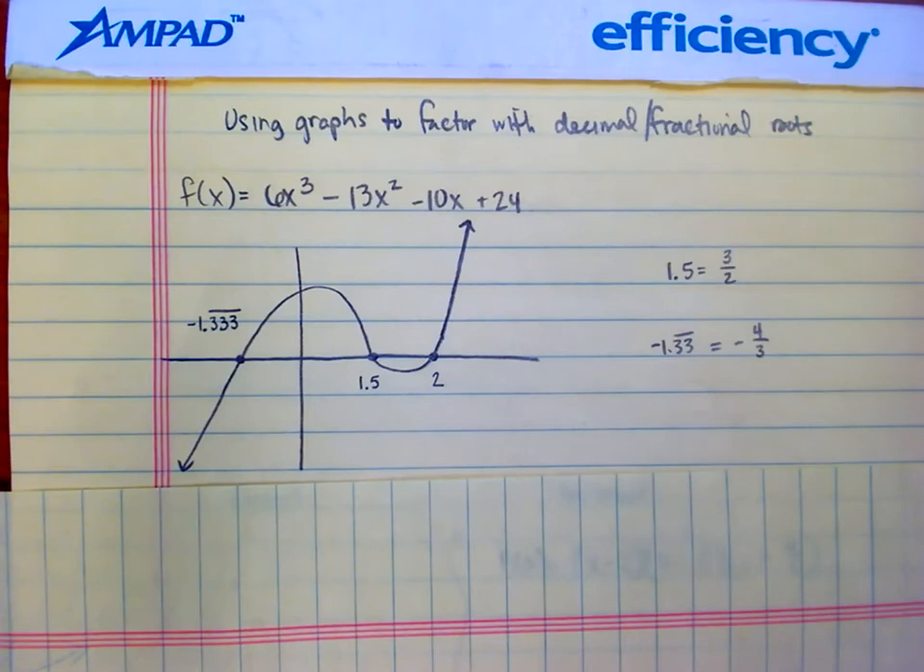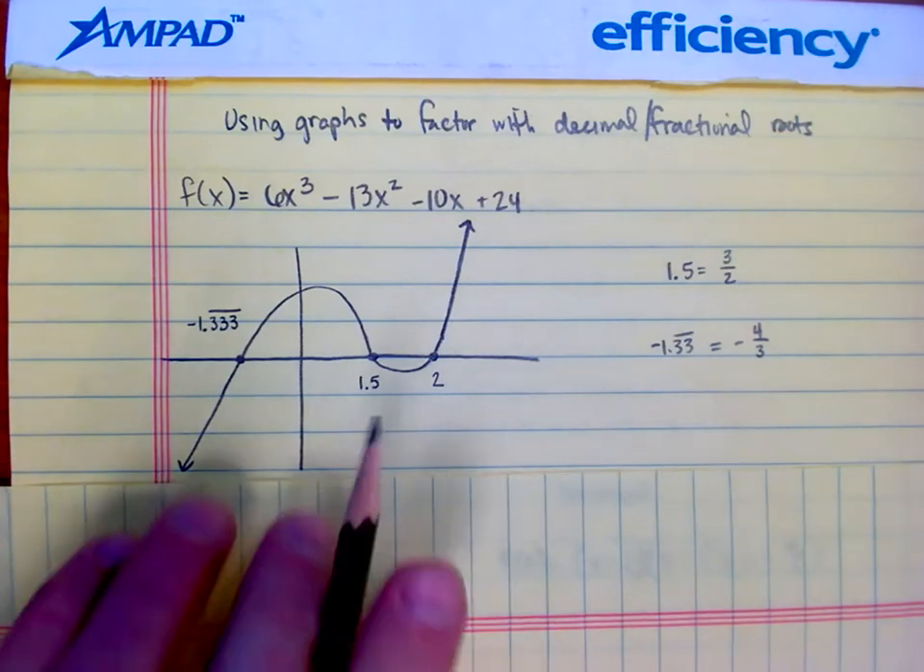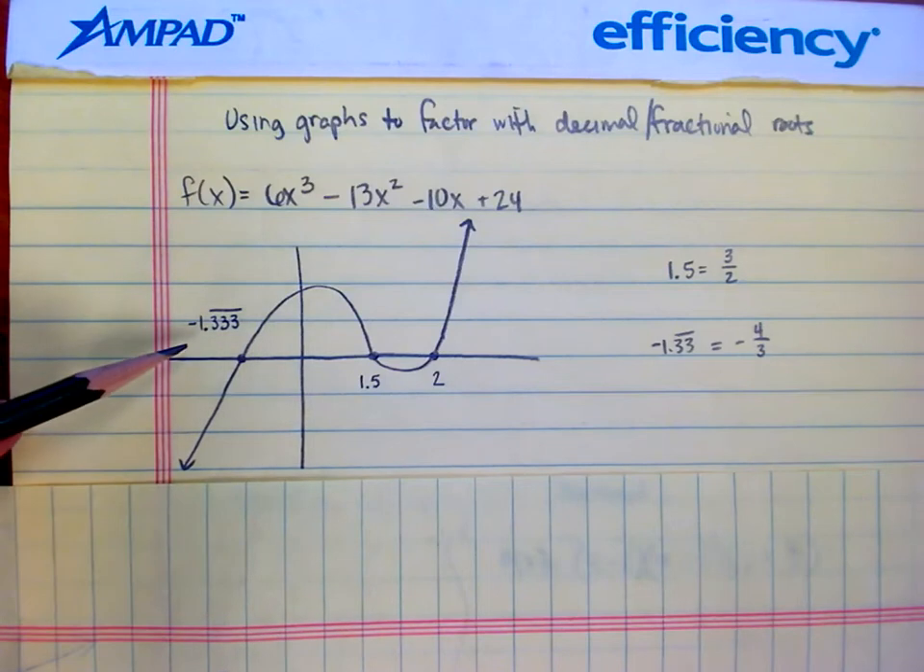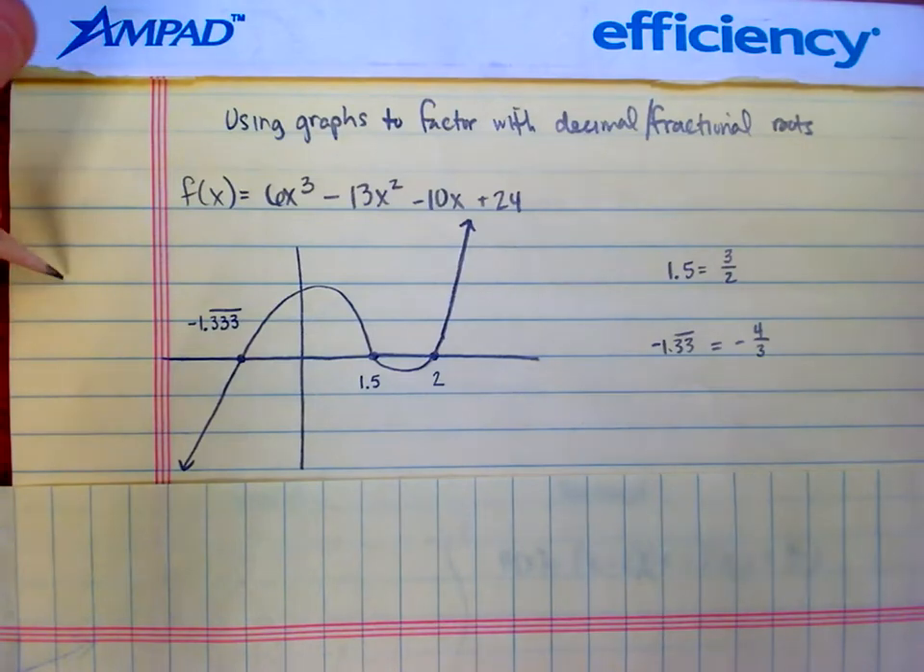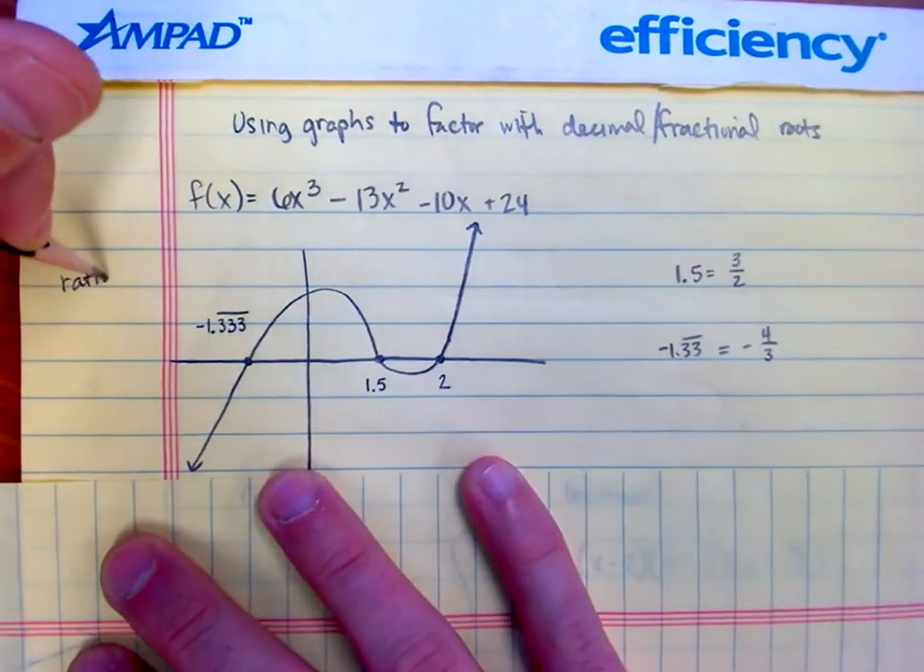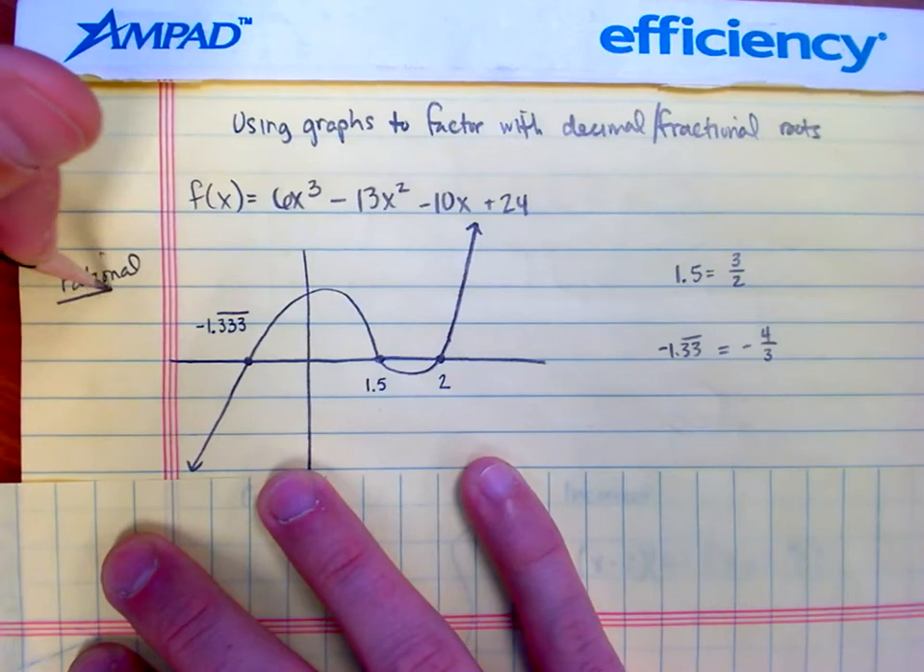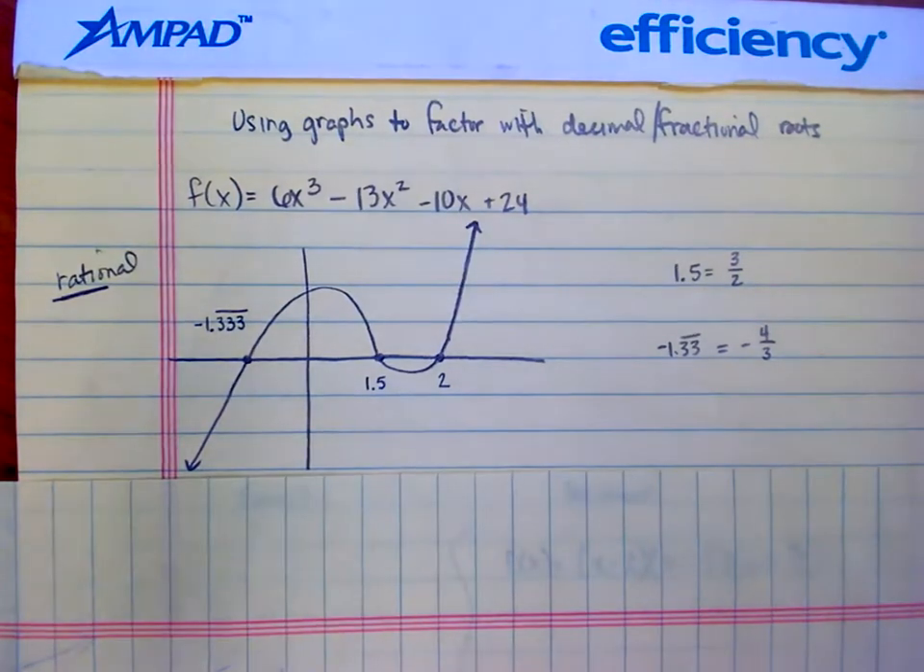I want you to understand that as we talk about this, we're talking about nice neat decimals like 1.5 or negative 1.3 repeating, things that we can easily turn into fractions. We call those rational roots. Rational meaning ratio, which means fractions.